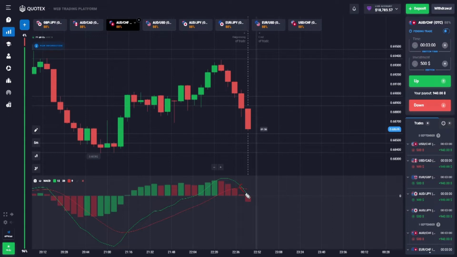I will use the MACD crossover technique. An example like this: here the green line has crossed the red line. The direction is downward, which means we can trade down for 1 minute.